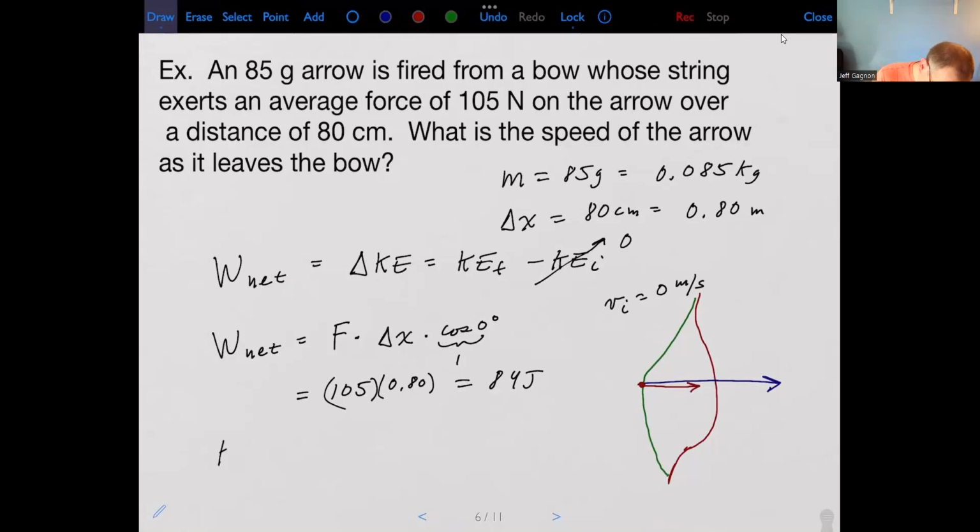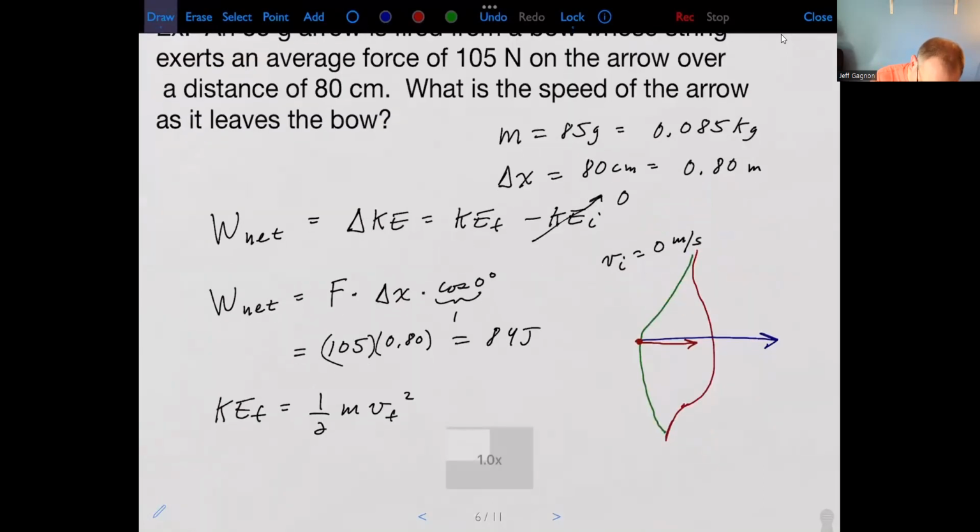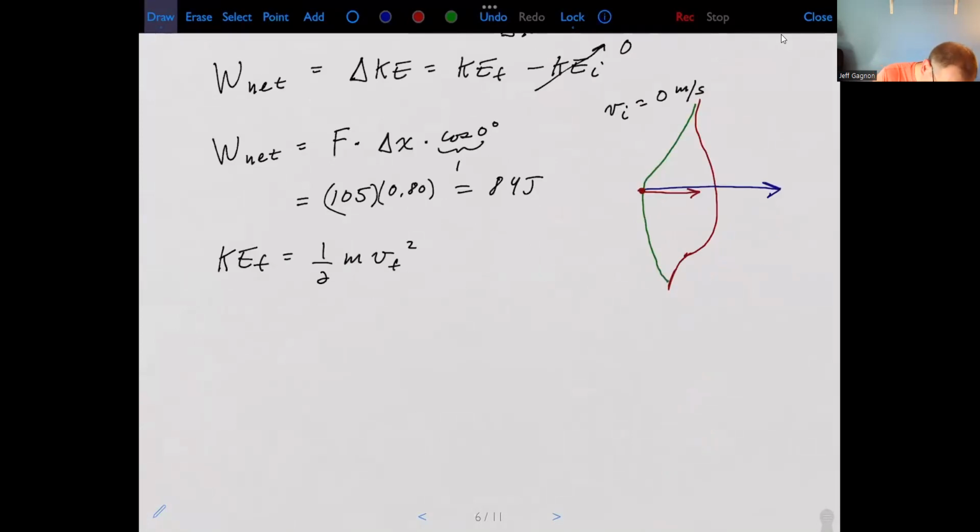The final kinetic energy, so KE final, is going to be 1/2 mv final squared. Now, we don't know what v final is. In fact, that's what we're looking for. We do know the mass, though. The mass was 0.085 kilograms. So right now I have this: I know that the net work done is going to equal that final kinetic energy, because the initial kinetic energy is 0. The net work done we calculated was 84.